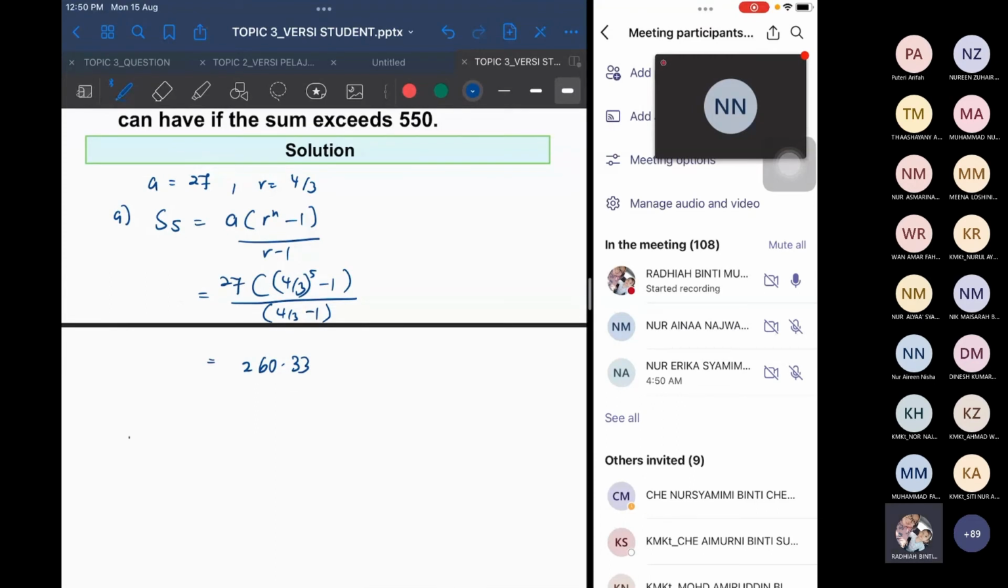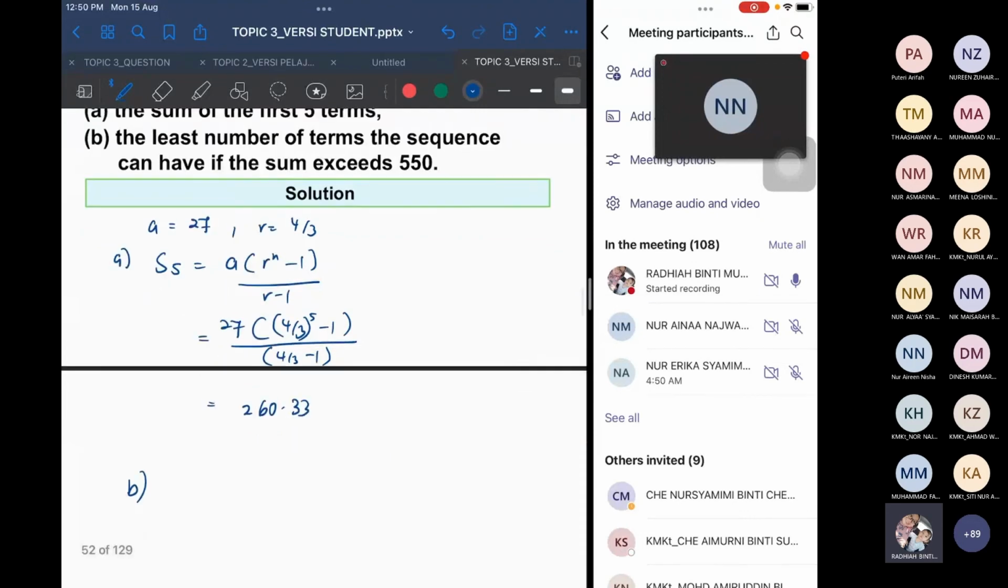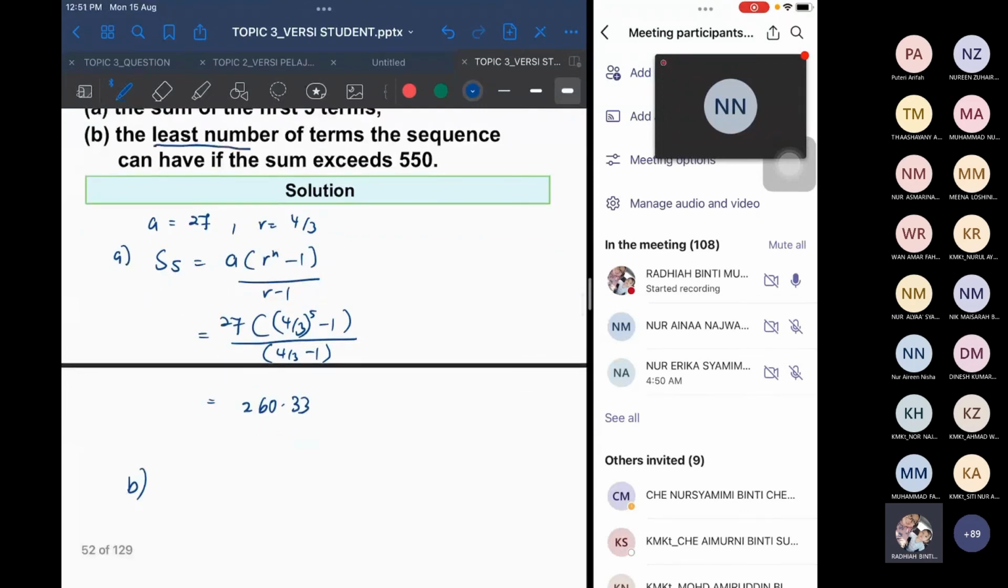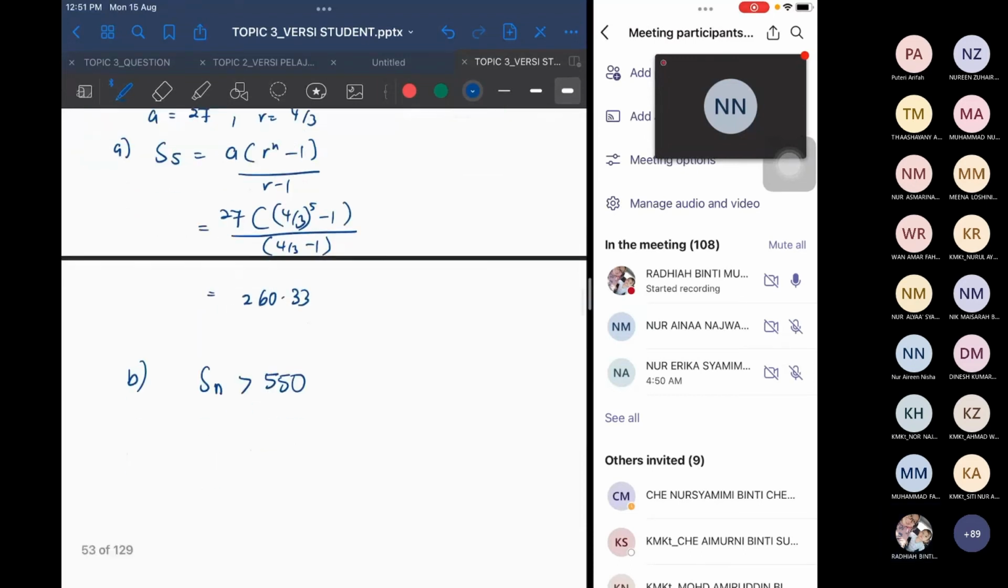Okay, untuk soalan B, dia kata apa? Dia kata find the least number of term of the sequence can have if the sum exceed 550. Okay, so sekarang ni kita nak tahu n, at least number of term. So number of term ni kita punya n ni lah. Okay, so macam mana ya? So bila kita tulis dalam bentuk matematik, you punya Sn tu greater, exceed tu maksudnya melebihi. So simbol you adalah greater than 550.